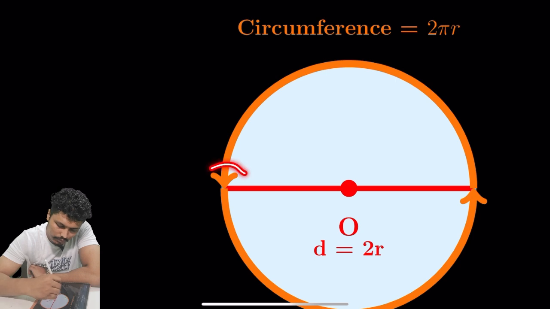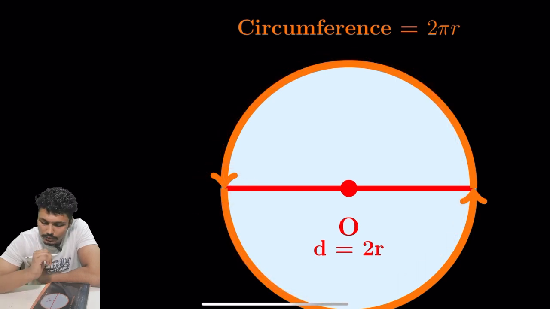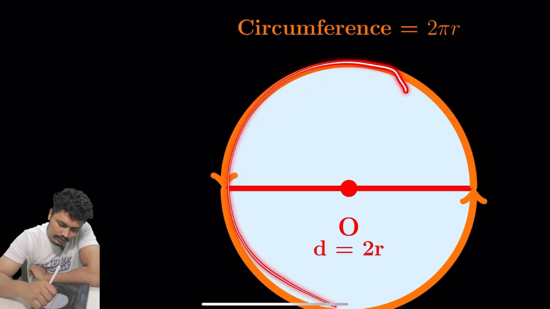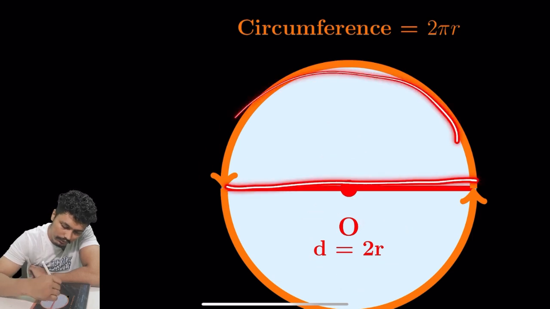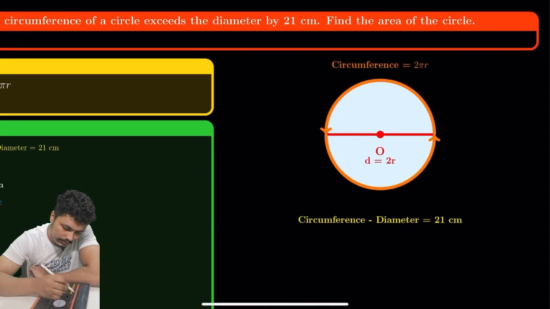Circumference means if you go around the circle from here and reach till here, this is called circumference. The circumference of a circle is greater than the diameter, diameter means this one, right? Circumference is greater than diameter by how much? By 21 centimeter. What does it mean?